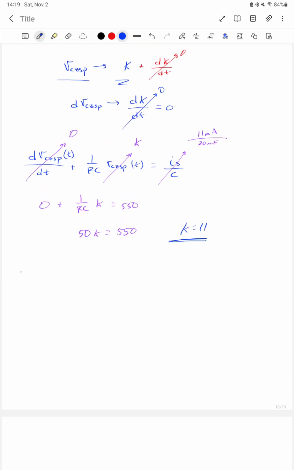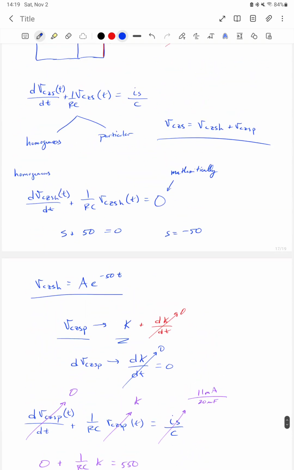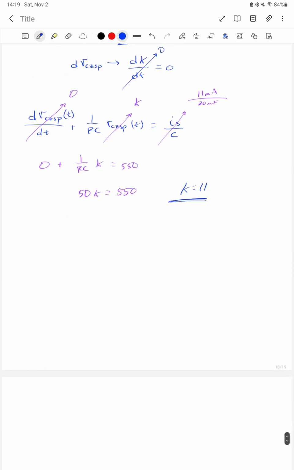So now we're going to use this function right here. We're going to put all of it back together. So we had VC zero state of t is equal to VC zero state homogeneous plus VC zero state particular, which means VC zero state total is equal to A e to the negative 50t plus 11. Right?